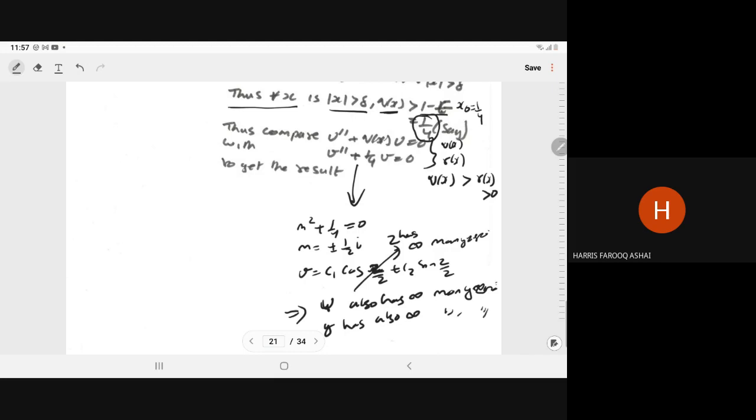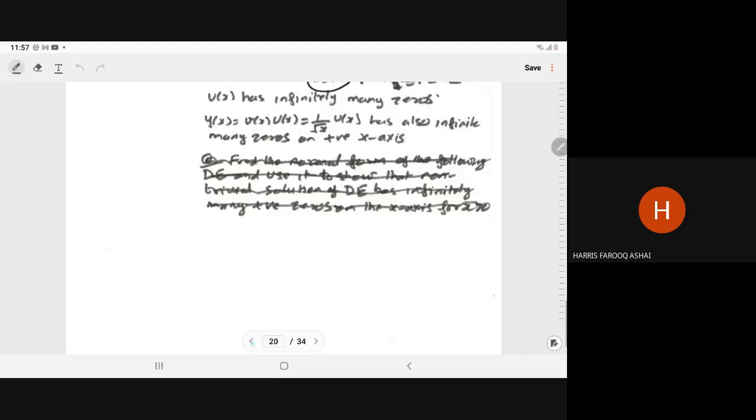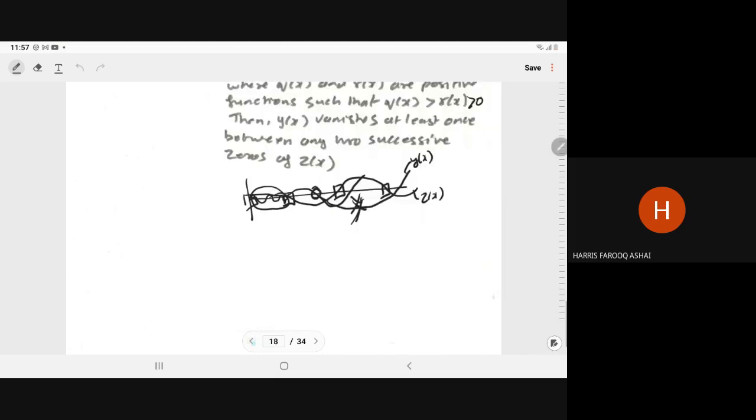So you have the proof for p equal to zero, zero to half, and greater than half. So for all p, the Bessel equation is oscillating. So that's all for today.